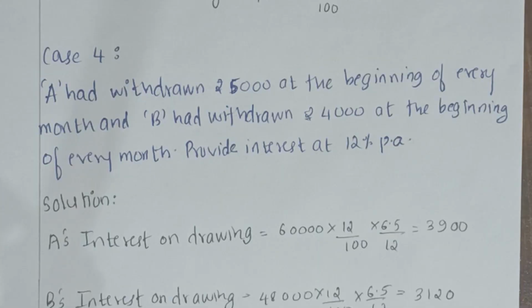Okay, so students, let's begin with our case 4. Case 4 says that A had withdrawn rupees 5,000 at the beginning of every month and B had withdrawn rupees 4,000 at the beginning of every month. Provide interest at 12% per annum.